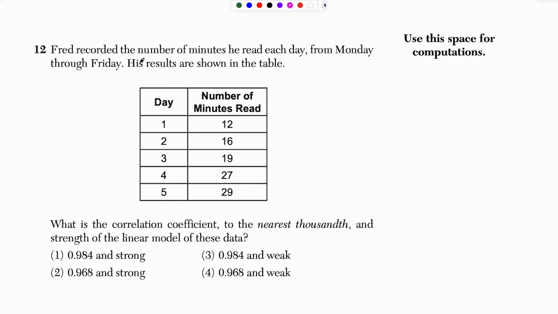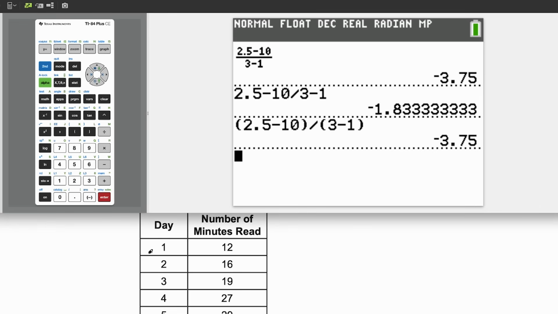Question 12, Fred recorded the number of minutes he read each day from Monday through Friday. His results are shown in the table. In this table, we have the days and the number of minutes read. And we want to know what is the correlation coefficient to the nearest thousandth and the strength of the linear model of these data. So this type of question is all calculator work.